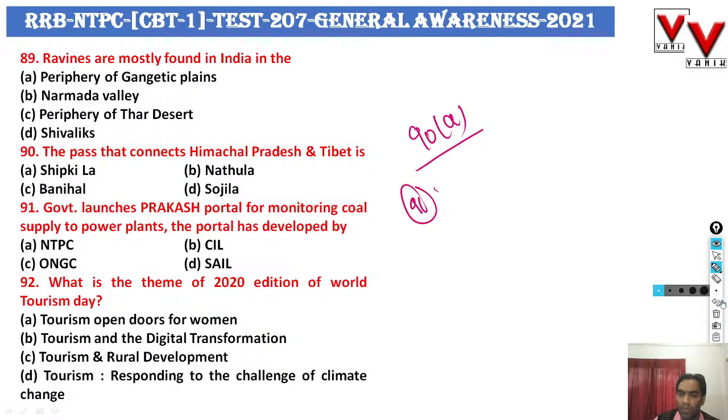The Prakash portal, which is responsible for monitoring coal supply to the power plants, has been developed by NTPC. So 91, right answer is A only.